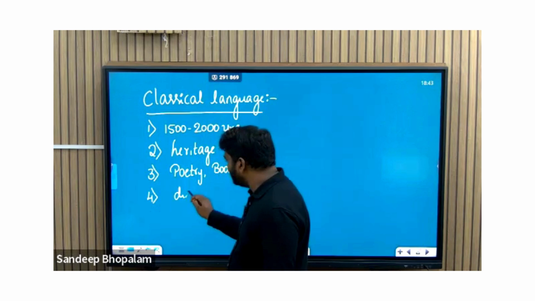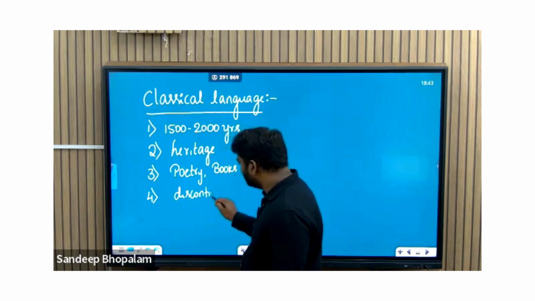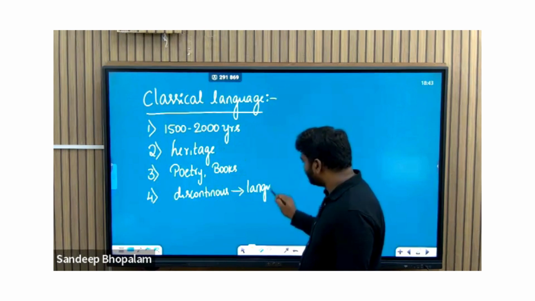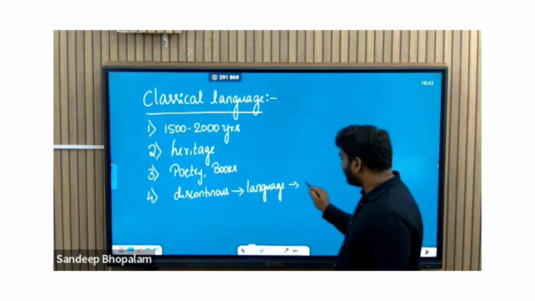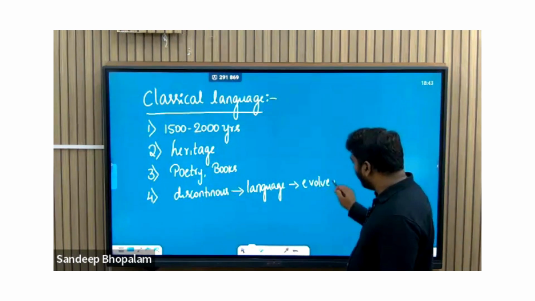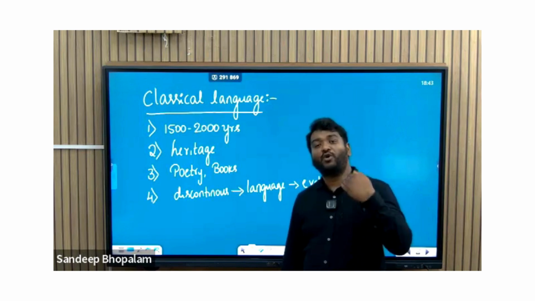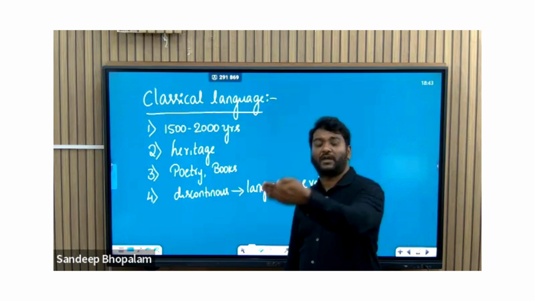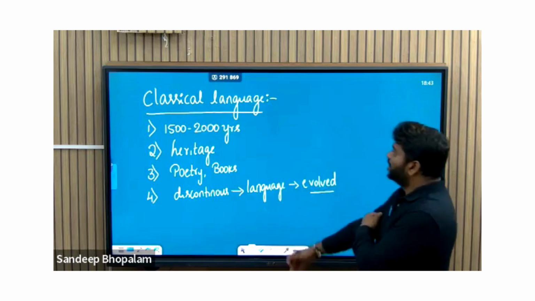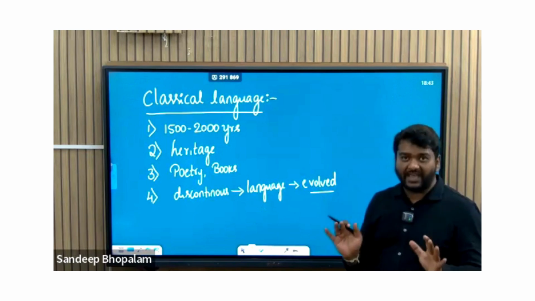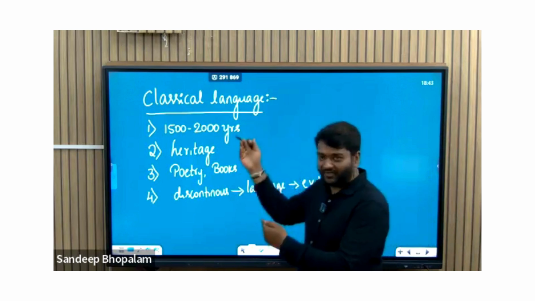it can be discontinuous. That means we normally say that the language might have evolved. See, in olden days, Hindi was different from the modern form. In olden days, Kannada, Telugu, Tamil were different from the modern form. Now, these are the conditions which say that it is a classical language.